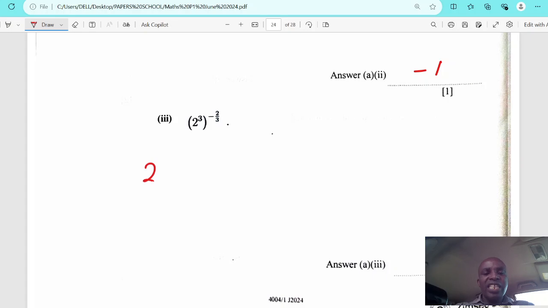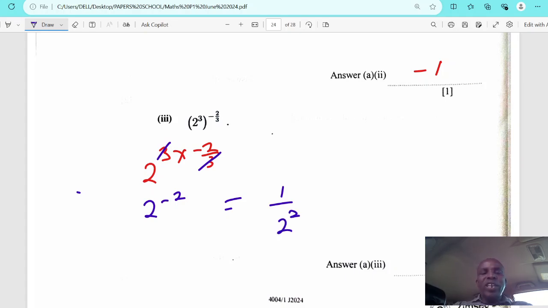This one, first thing, it's a number with a power raised to another power. You maintain the number, you multiply the powers: 3 times minus 2 over 3. Then to simplify, 3 and 3 will cancel out. So you'll be left with 2 to the power minus 2. Apply the laws of indices. Any number raised to a negative power is the same as 1 over the same number raised to a positive power. So it will be 1 over 2 squared, which is 1 over 4.